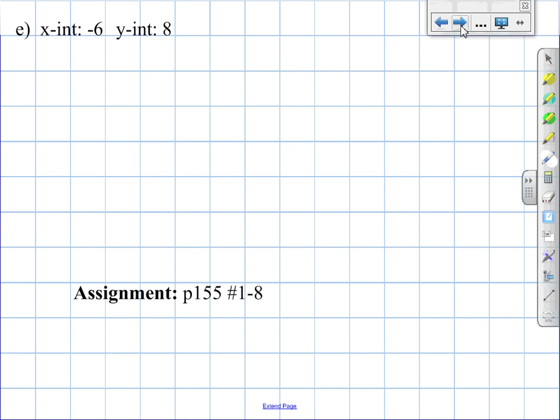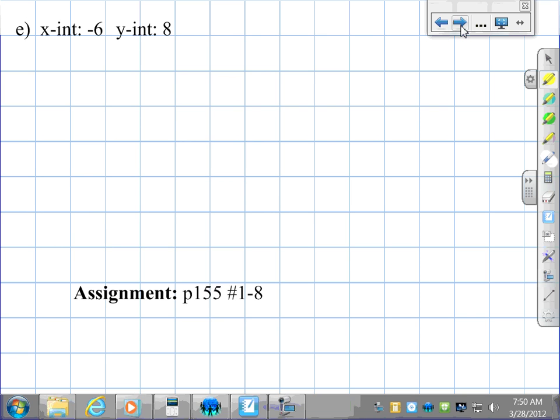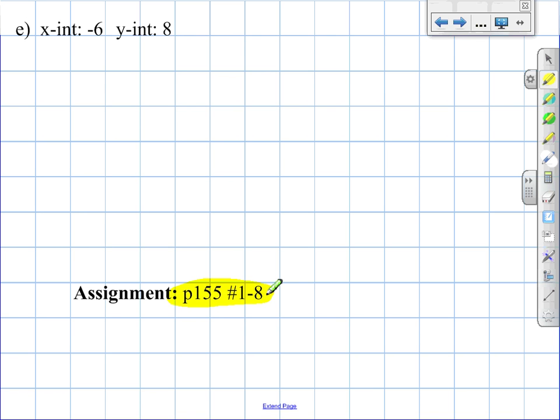So most of this is just review for you. Here's your assignment, page 155, 158. I don't want to take any more of your time going over stuff that you should already know. When you have questions, please ask and I'll help you out.